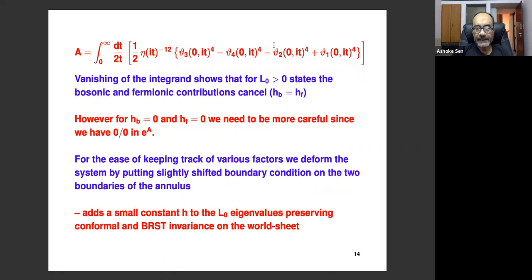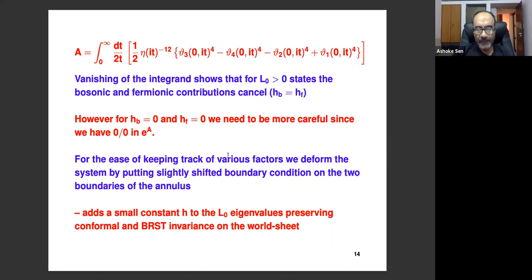Now, the fact that the integrand vanishes means that for L0 positive states, okay, we can trust this cancellation, there is no issue. Because we really have HB equal to HF pairwise and they cancel. But when HB and HF are 0, then you shouldn't trust this cancellation very much, because you have a form 0 by 0, right? e to the a is like 0 by 0, and 0 by 0 can be anything. So this is what we are going to deal with.